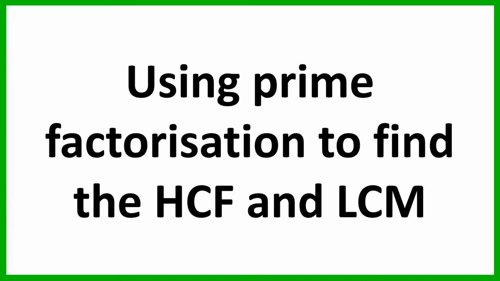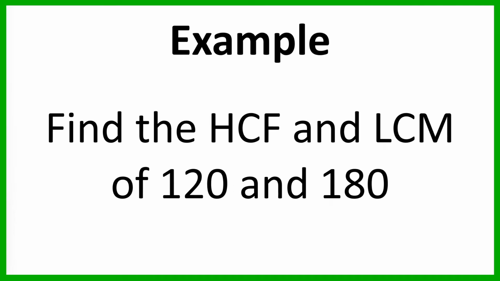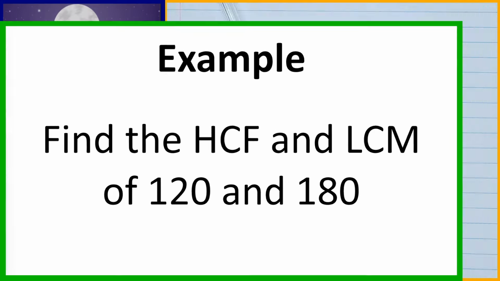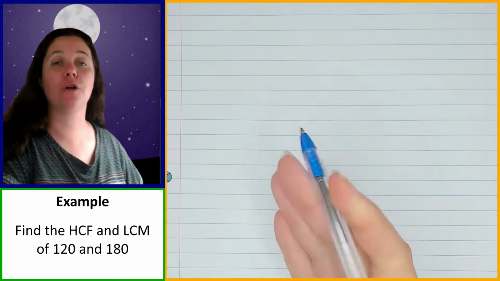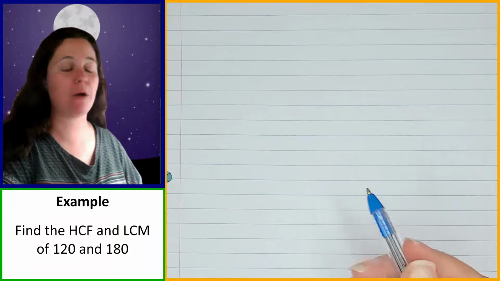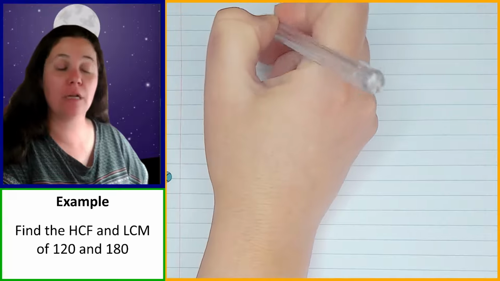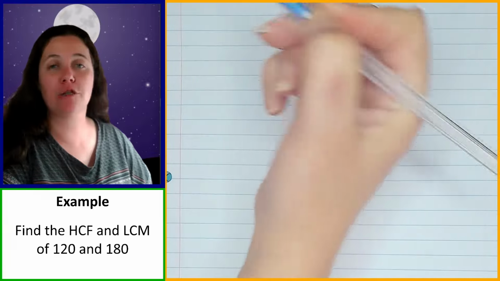Okay, so in this example, we are going to find the highest common factor and the lowest common multiple for the numbers 120 and 180. Now I'm going to do this using the ladder method in order to write these numbers as the product of their prime factors. Hopefully you've learned how to do the ladder method before, but I'm just going to remind you how to do it.